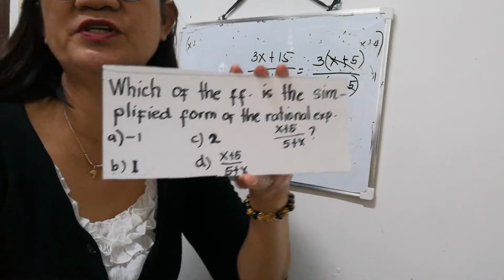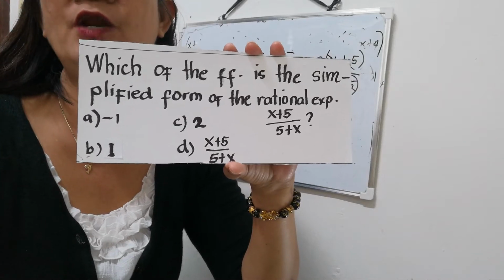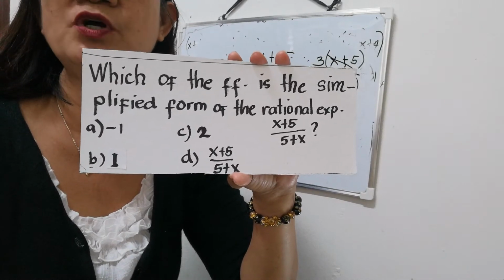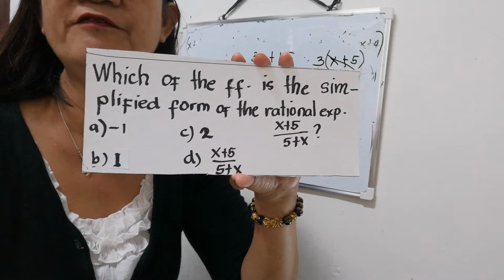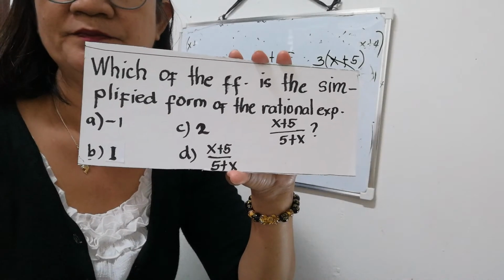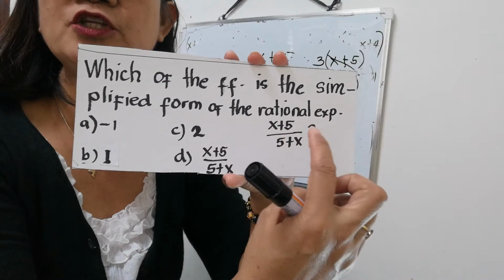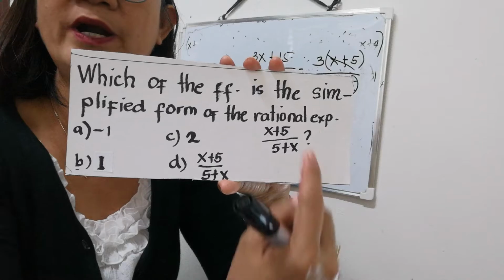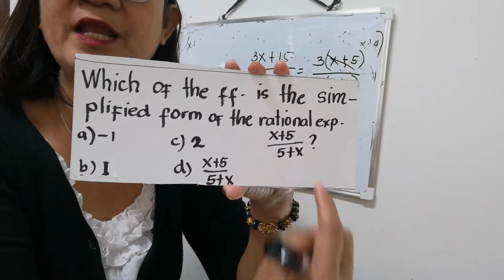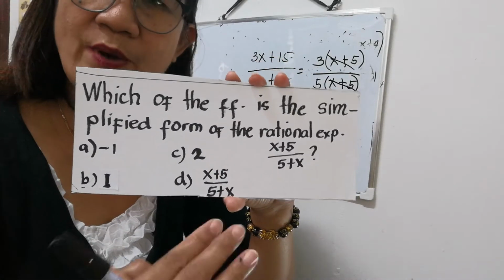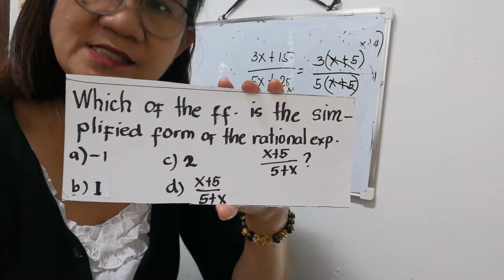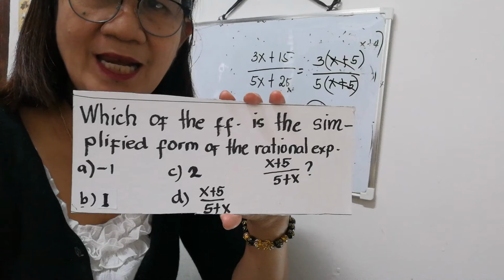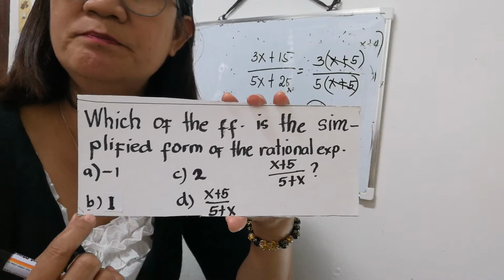Okay, we have a question here. Which of the following is the simplified form of the expression x plus 5 all over 5 plus x? Wala tayong nakikitang negative sign sa numerator at saka denominator. Therefore, the numerator and denominator are the same. So, when the numerator and denominator are the same, the simplified form is 1. So, our answer is letter B.